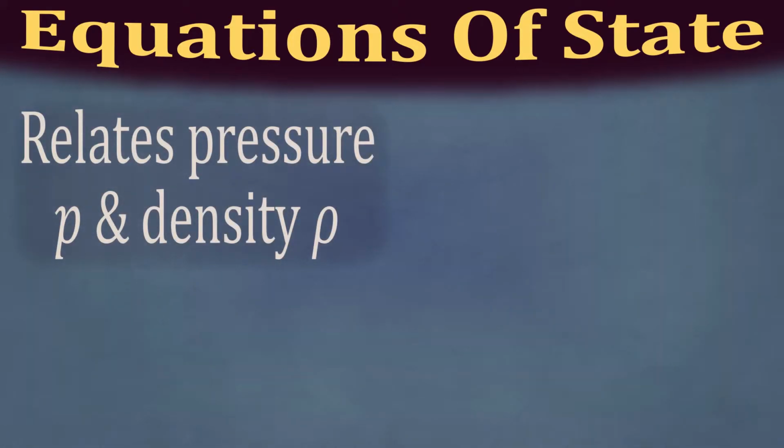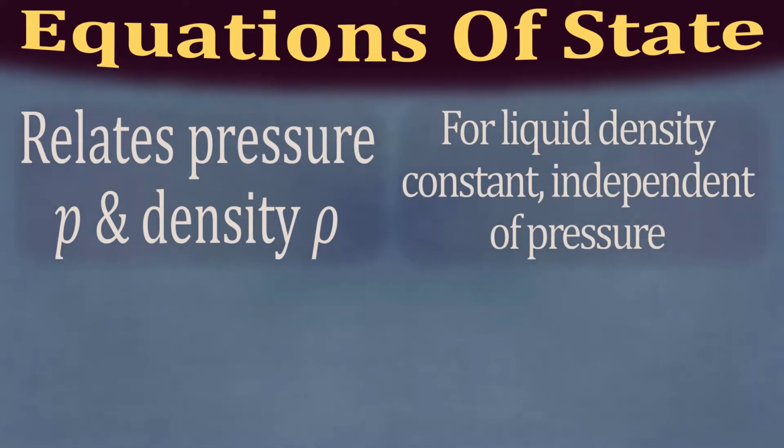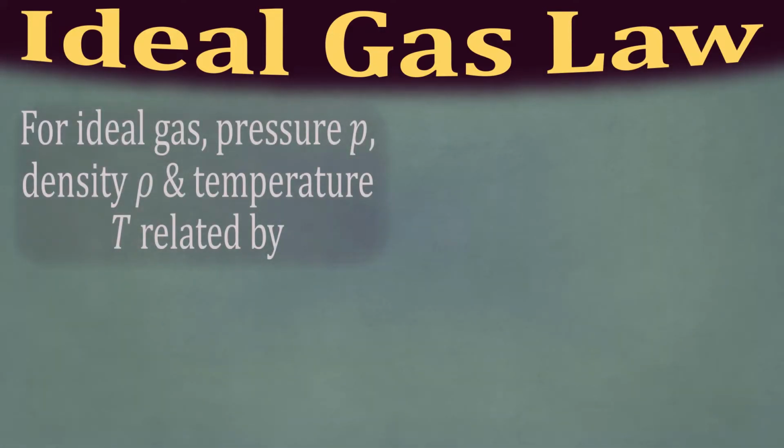The equation of state relates the pressure P and the density ρ. For a liquid, the density is constant, and that is independent of pressure. Next, let's state the ideal gas law. For an ideal gas, the pressure P, the density ρ, and the temperature T are related by the ideal gas law: P over ρT is equal to a constant.